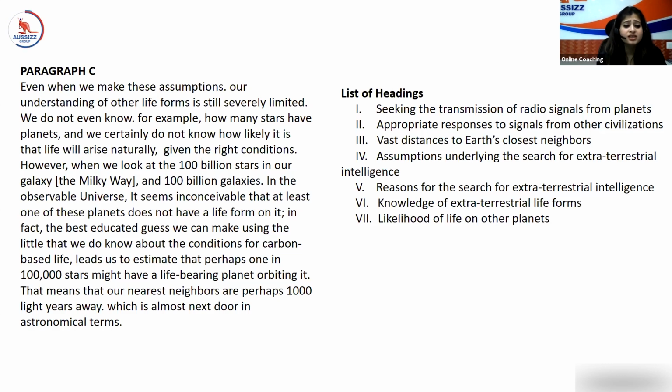And the last line says that our nearest neighbors are perhaps a thousand light years away, which is almost next door in astronomical terms. Right. So now here, if I go to C, I have the third one that says vast distances to other closest neighbors. Also, the seventh one that says likelihood of life on other planets. Now, I have two close answers here.